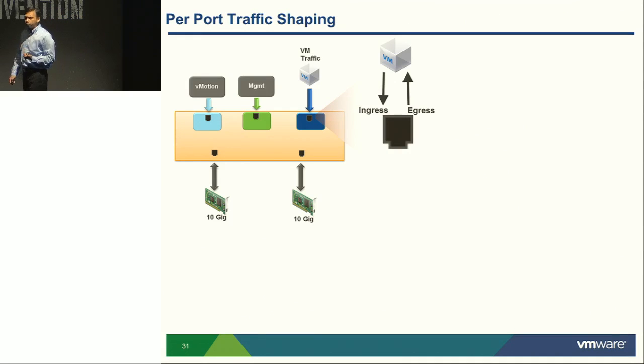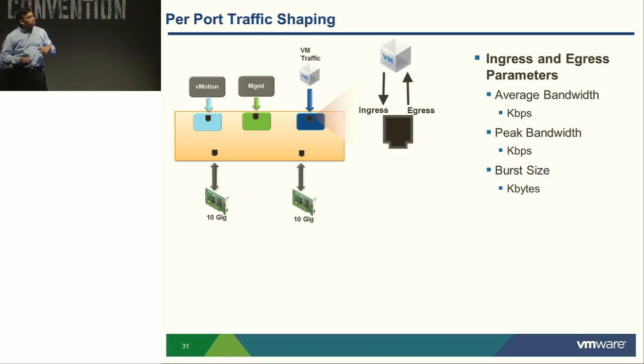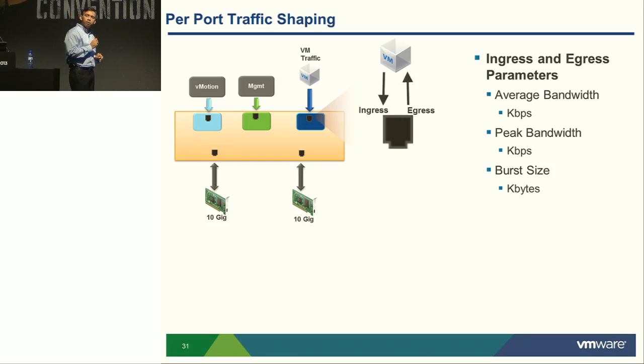We also have the capability to do per port traffic shaping, and I'm not going to go into more details, but you have the ability to control a particular virtual port where a virtual machine is connected, where the definition of ingress and egress is different here. So ingress traffic is with respect to that virtual port. Suppose you want to control virtual machine traffic which is going out. What you have to do is define an ingress parameter. The ingress and egress parameters which you have are average bandwidth, peak bandwidth, and burst size. So these three parameters allow you to control that particular port.